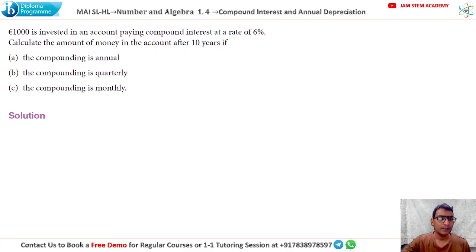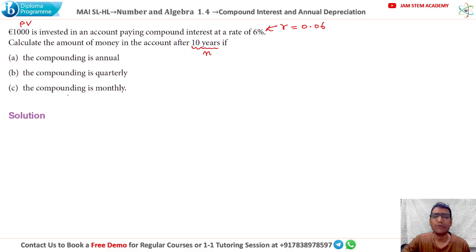It says euros 1000 is invested in an account paying compound interest of 6%. Compounding is there, but in the first part it is annual, then second quarterly, and then monthly, and we know how it's going to affect our answer. To calculate the amount of money after 10 years, that's the n value, number of years 10, R is 6%, so I can also write it as 0.06, and 1000 euros is my present value.